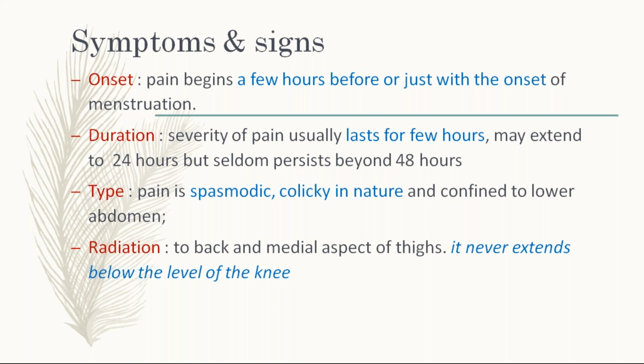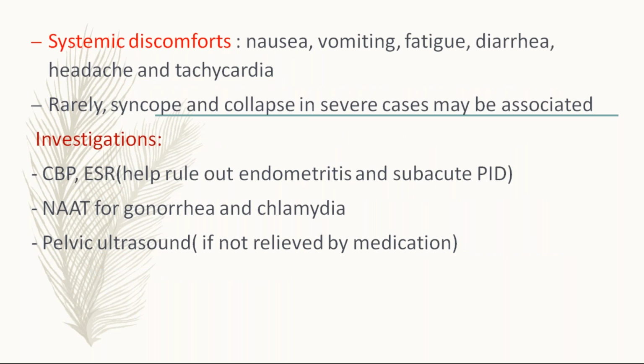Pain is spasmodic, colicky in nature and confined to the lower abdomen. Radiation to the back and medial aspect of the thighs is common. It never extends below the level of the knee. Systemic discomforts like nausea, vomiting, fatigue, diarrhea, headache, and tachycardia may be associated. Rarely syncope and collapse in severe cases.